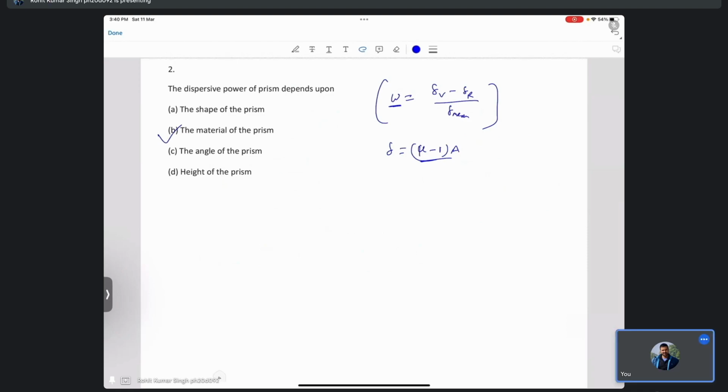But in this formula, the angle of the prism is also here, right? So shouldn't both options be true? What do you think?